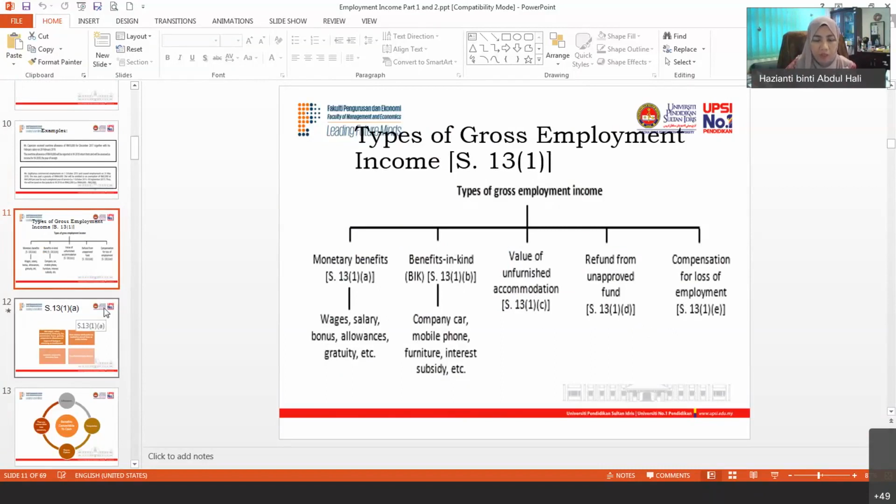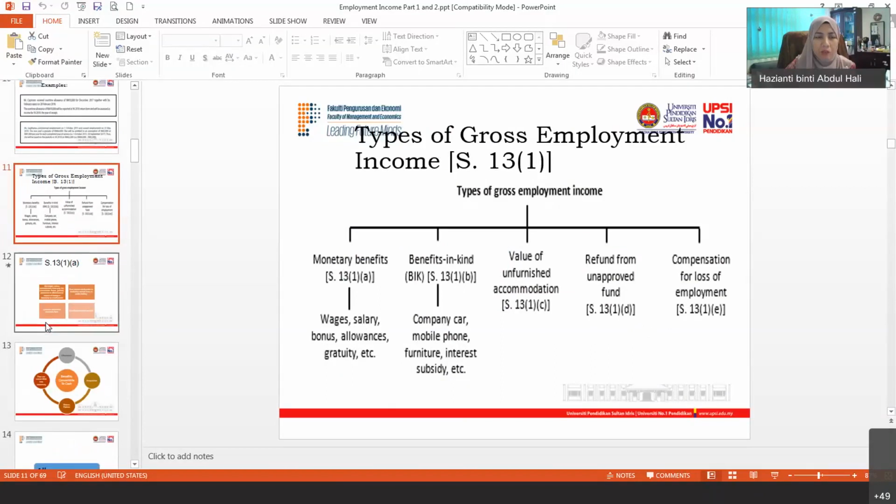I have 2 questions that I have already assigned to you. I hope some of you ataupun maybe all of you already attempt the question. So that is how your employment income question will look like.